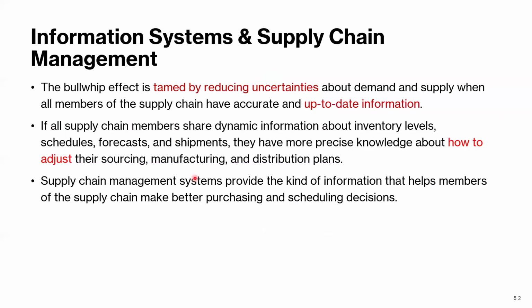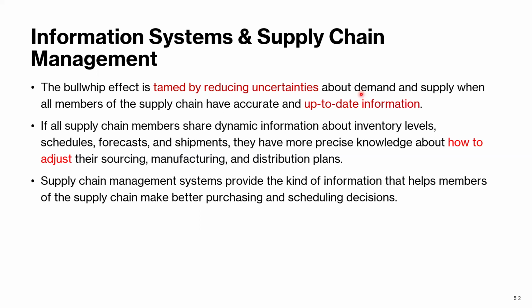So what to do? How to control this, right? To control the bullwhip effect, it can be tamed by reducing uncertainties about demand and supplies when all members of the supply chain have accurate, important, and real-time information, right? So how can we achieve that? By using historical data and actual, accurate information, we can make a good, wise prediction, so that we can make strategic decisions about what to order, how much we have to order, right?